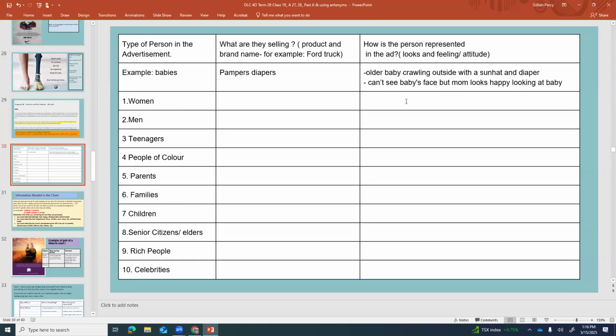Now, sometimes people will start telling me about the ad. They'll be like, oh, there's a sunset and there's a mountain and there's a car.